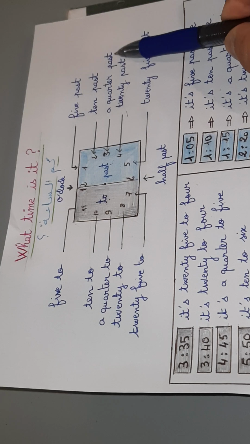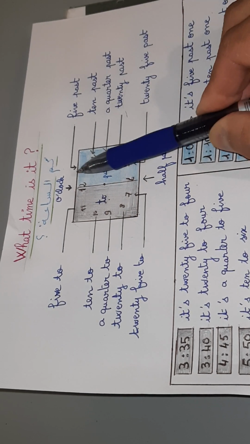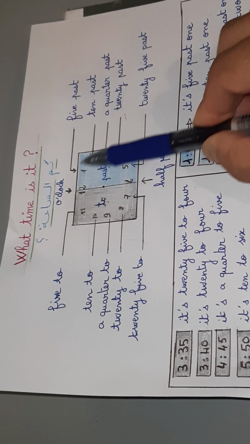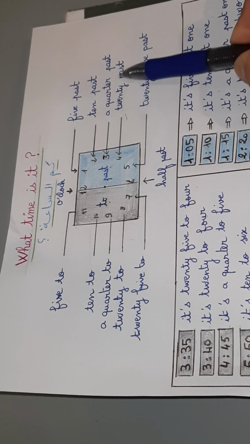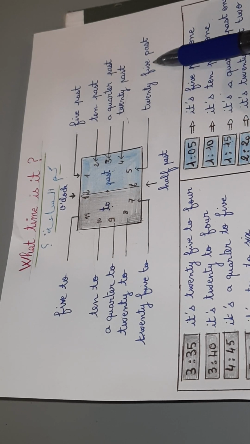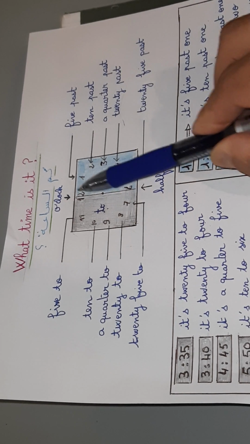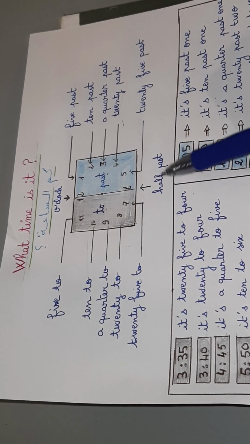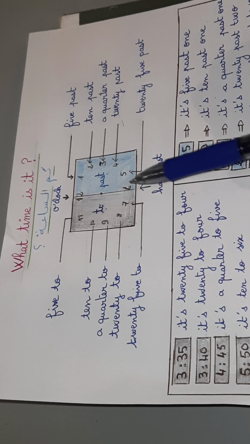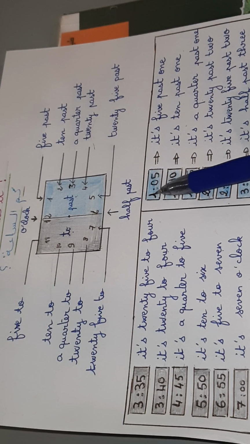We say 15 past or quarter past. Quarter is the quarter. From 12 to 4, we have 20 minutes. 20 past. From 12 to 5, we have 25 minutes. And from 12 to 6, we have half past. Half is the half. So let's have a look at the first example.